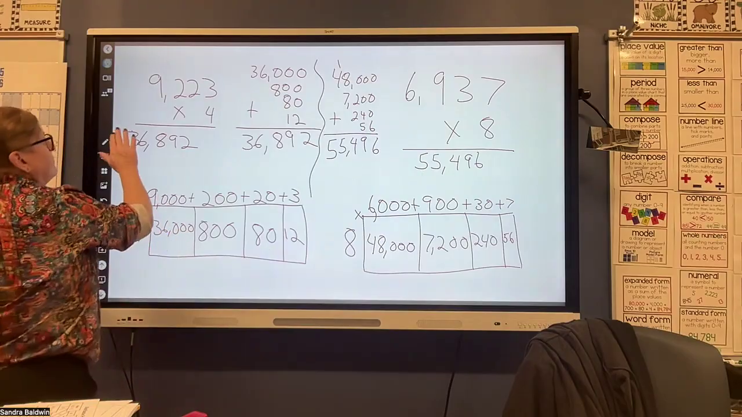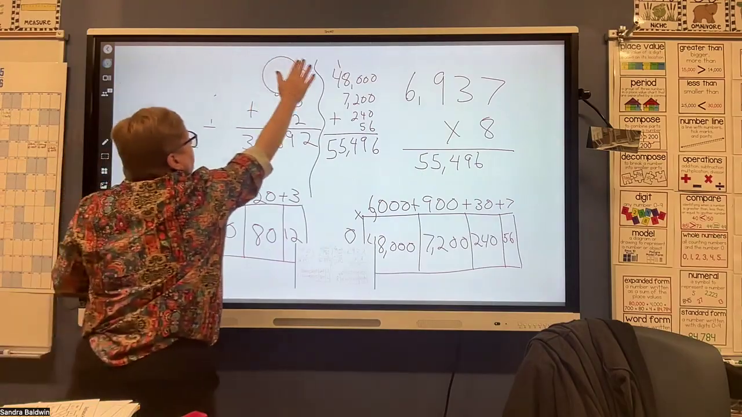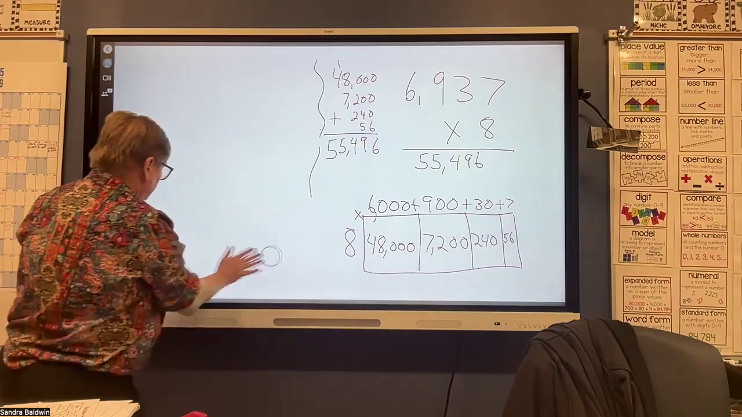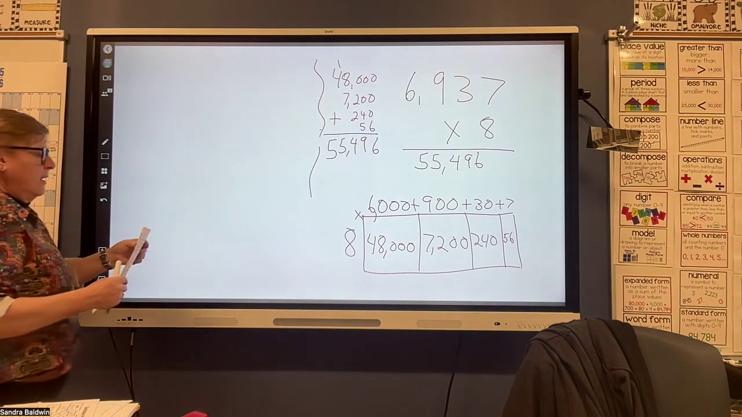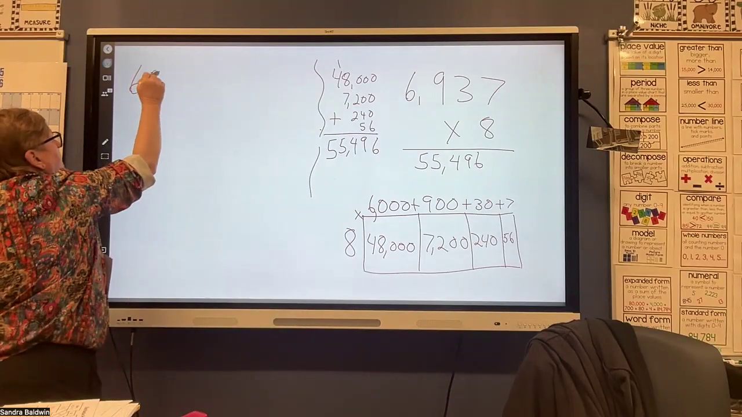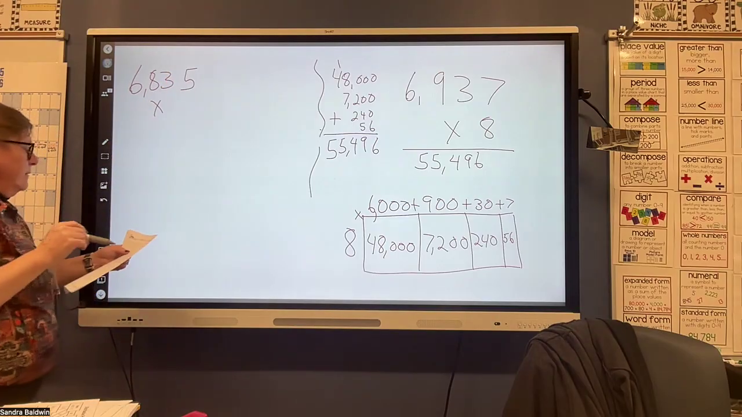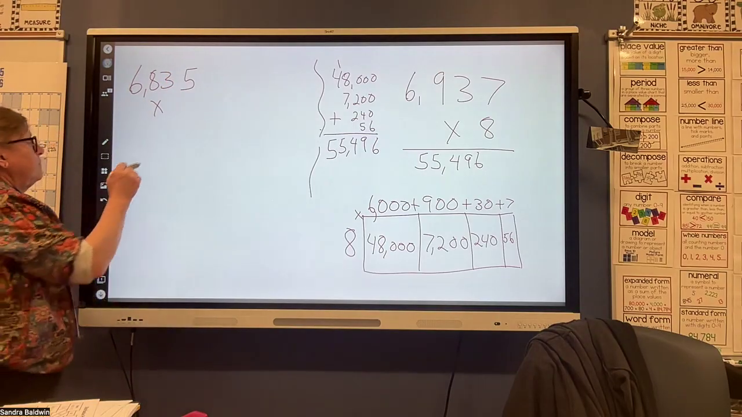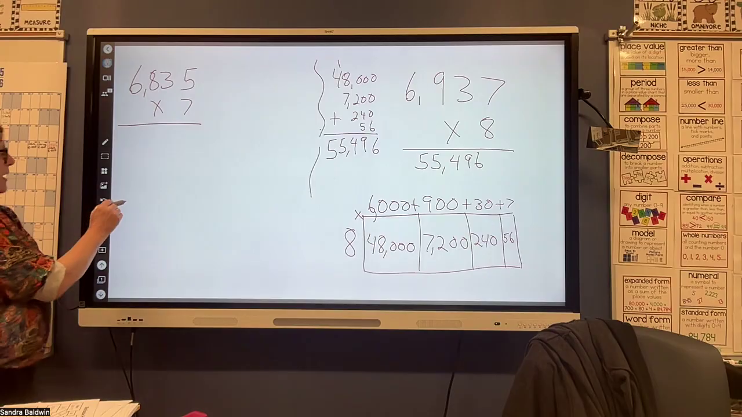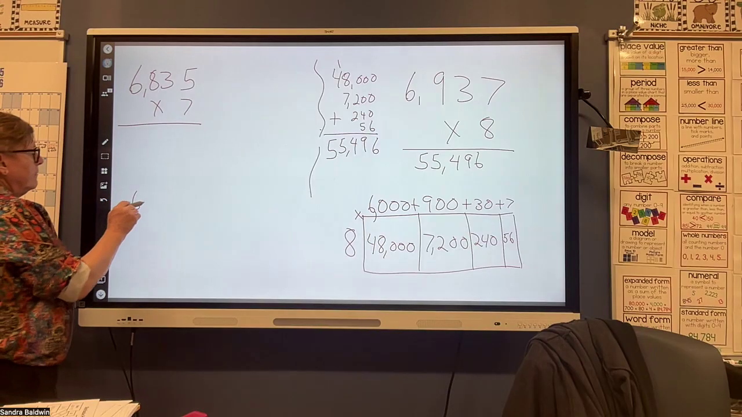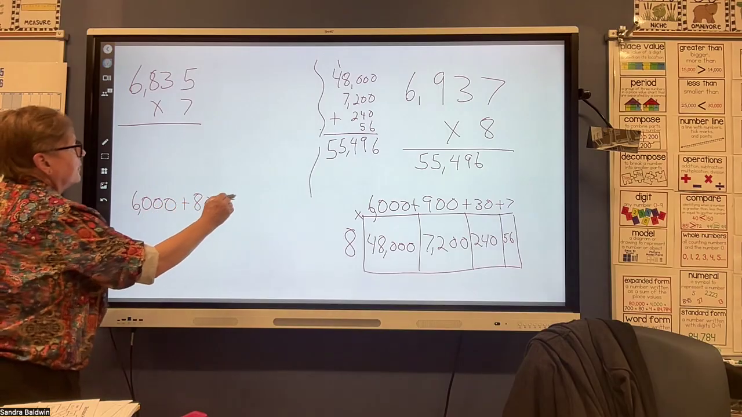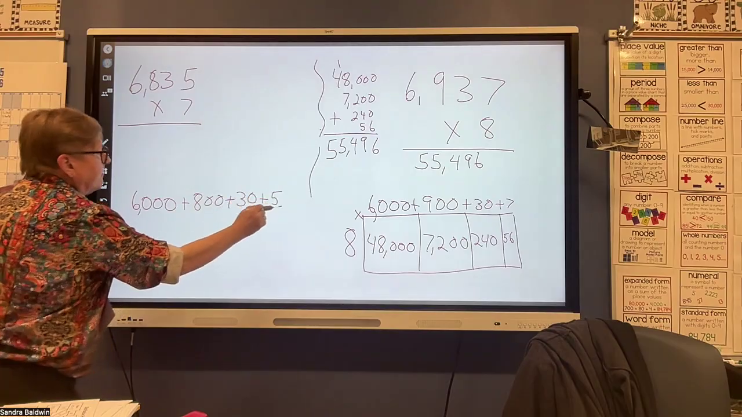The next problem, a little erasing here. We'll try to do 4 together. Number 3 is 6,835 times 7. Well, I'll take my factor that has multiple digits and write it in expanded form: 6,000 plus 800 plus 30 plus 5.